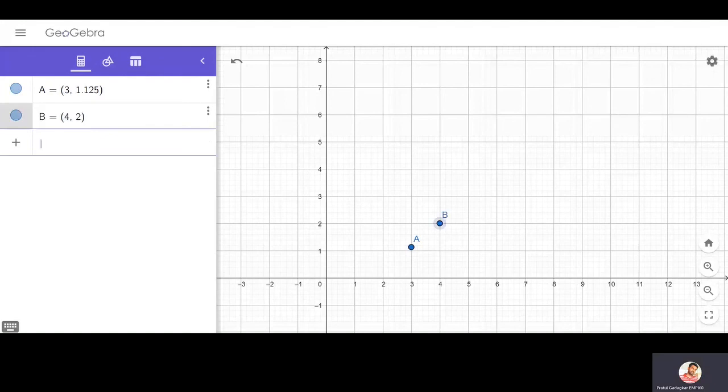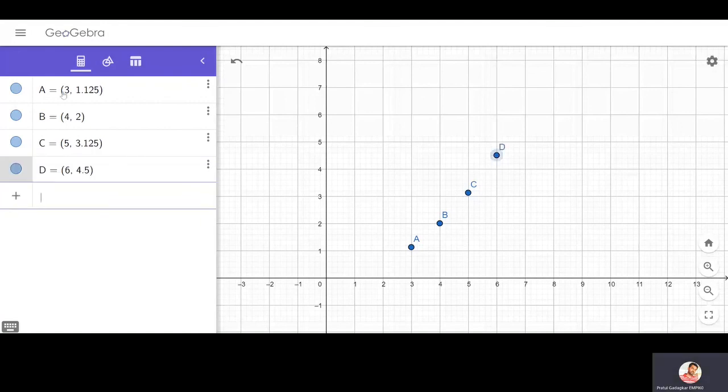So the points were 3, 1.125. The second point was 4, 2. The third point was 5, 3.125. The fourth point was 6, 4.5. So you get these four points, and they are the points on which parabola? On the parabola x square equal to 8y. We see these four points are on this arc of parabola in the first quadrant, where the value of x goes from 3 to 6.